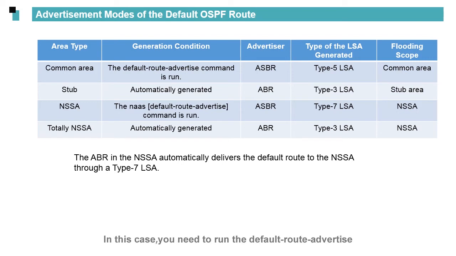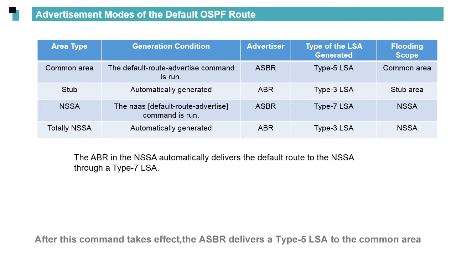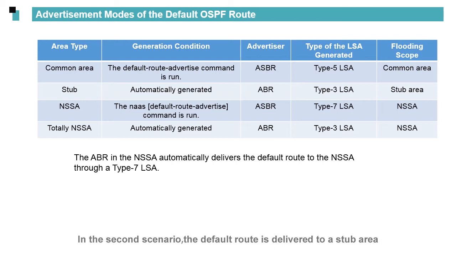In this case, you need to run the default route advertise command to deliver the default route. After this command takes effect, the ASBR delivers a Type 5 LSA to the common area. In the second scenario, the default route is delivered to a stub area. The ABR automatically delivers a Type 3 LSA to the stub area.